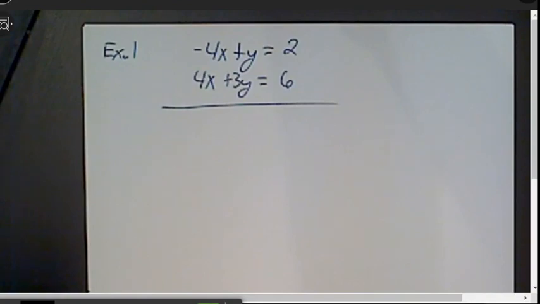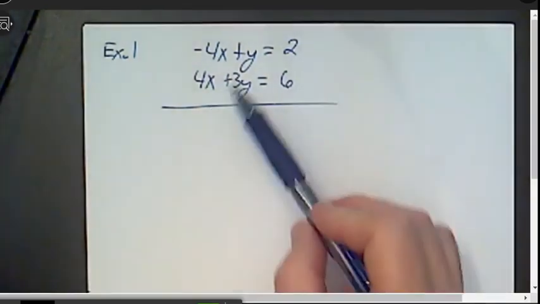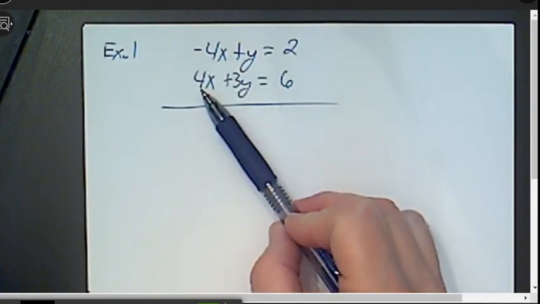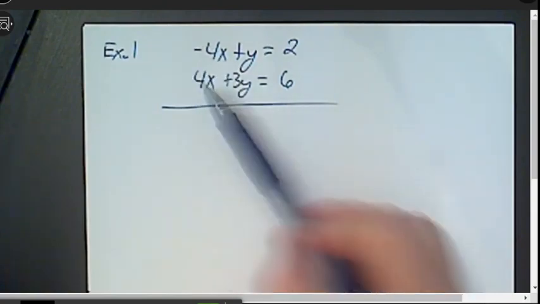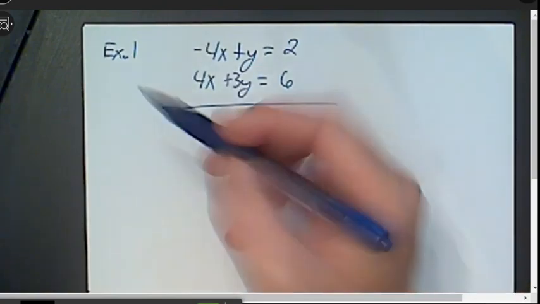Okay, so for example 1, there's our system. Negative 4x plus y is equal to 2, and 4x plus 3y equals 6. I want to give you a problem that starts off where you've got exactly what you want. The top number is negative 4, bottom number is positive 4. So these two numbers are good to go. So we're going to go ahead and just add it together.